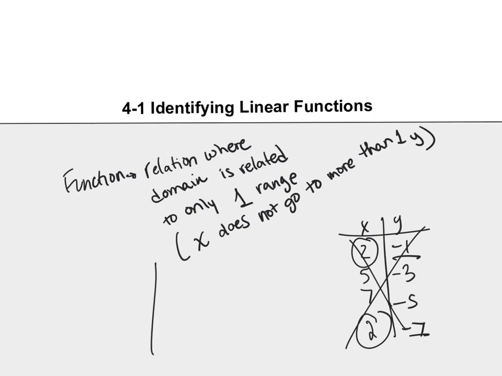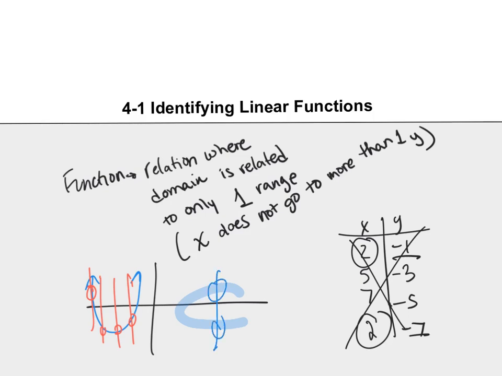The other way of testing for functionality is to look at a graph. For example, if I had something that graphed to look like this, it would be considered a function because of the vertical line test. It only goes through one point at a time. The other way would have been not a function if it was sideways. It would not be a function because it goes through 2 points, because that means that the x is repeating.